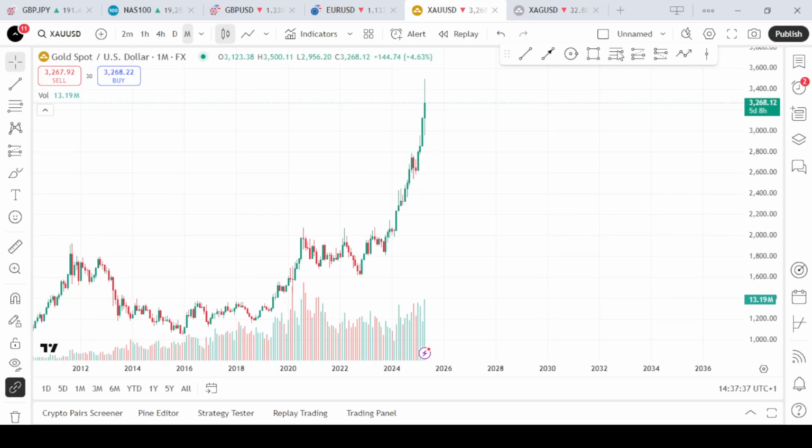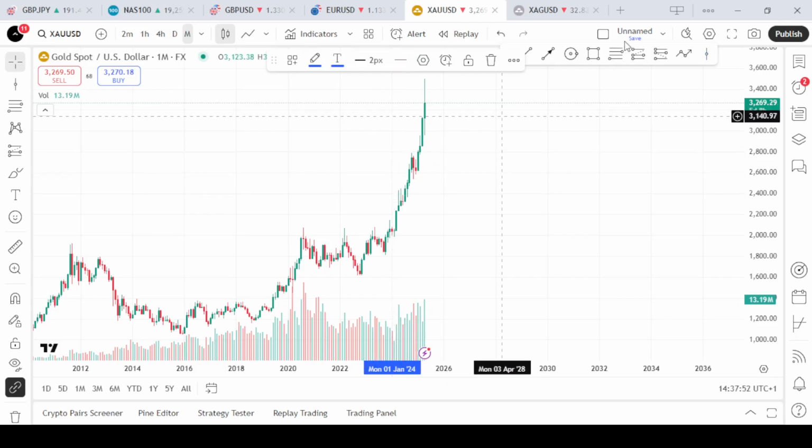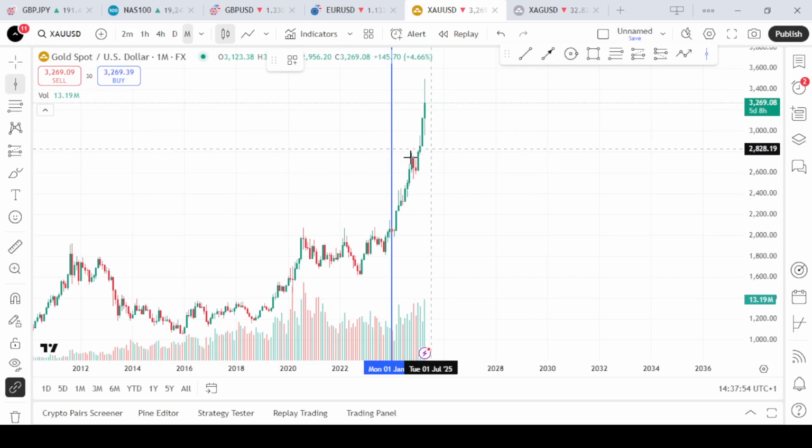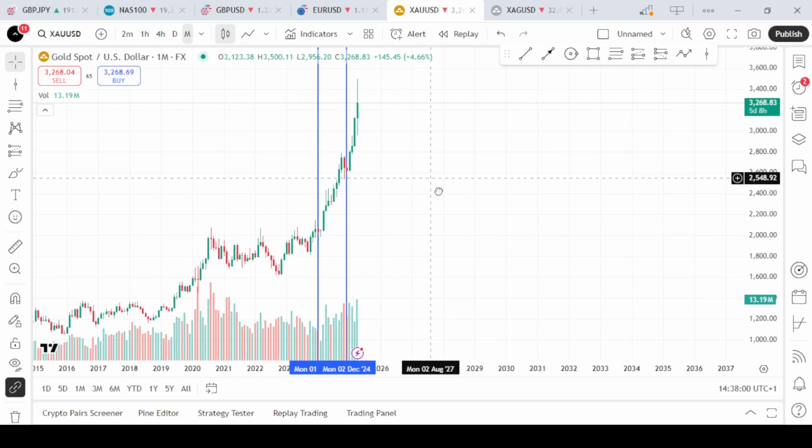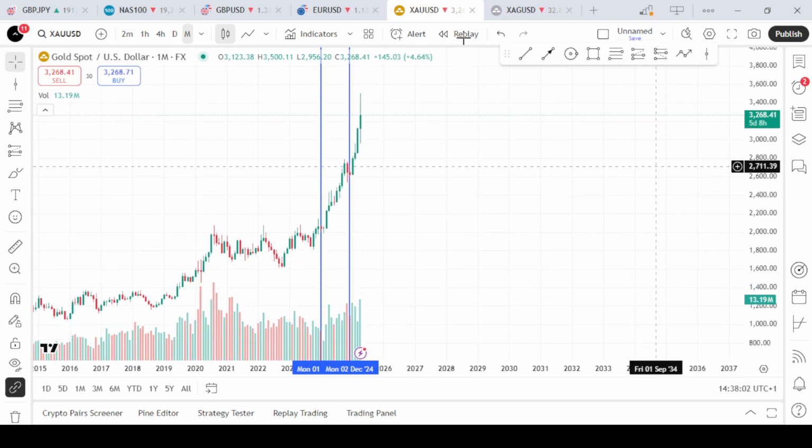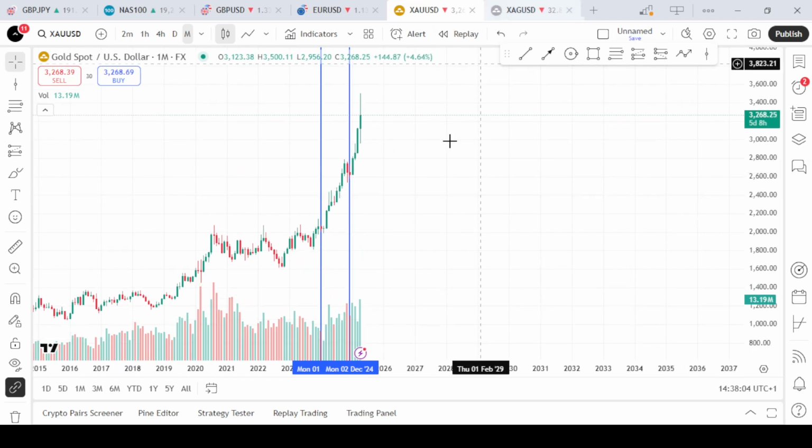Now, if we go to gold, we will look at it from the beginning of last year, that's January 2024, to the end of last year. That's this. And as you can see, they were performing well and they were moving in the positive direction.